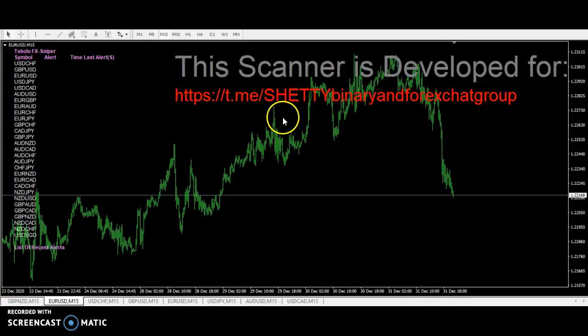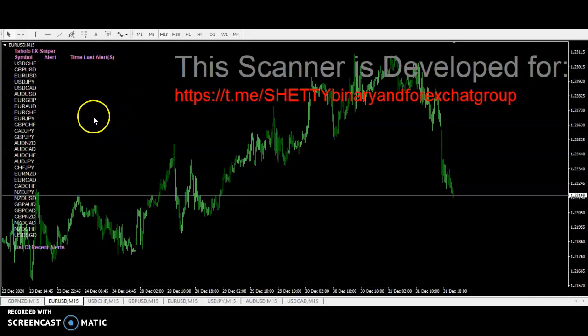See, this is our Beast Scanner dashboard. On the left hand side you will see all pairs are there: USD CHF, GBP USD, all 28 pairs. Alert is there. Whenever the Beast gives a signal or arrow, it will pop up over here. Even the last time alert is there, so whenever you get a signal, you will know how much time has passed since the arrow appeared. So it is a very easy page we have tried to create, so any person can understand.